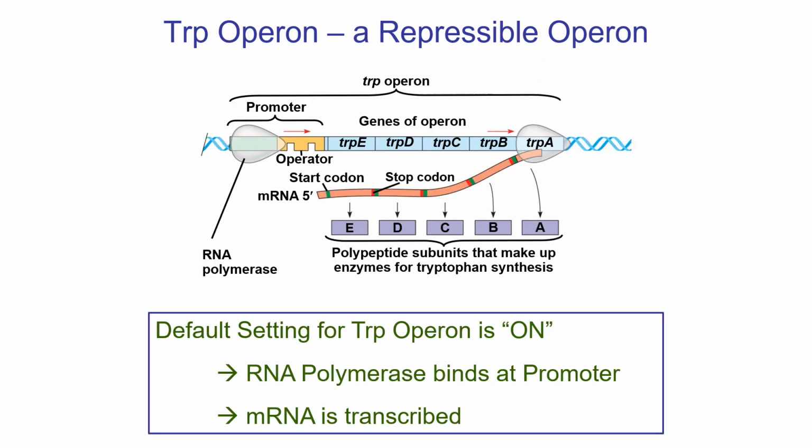So let's just go over that again. We've got our operon, which is the promoter. The promoter consists of a binding site for RNA polymerase and this operator where the regulatory protein can bind. And then we have the 5 genes. So the promoter and the 5 genes make up the operon. The default setting for this is on. If there's no tryptophan in the cell, then this is on, and the cell is manufacturing the proteins, the enzymes it needs to undergo the tryptophan pathway.